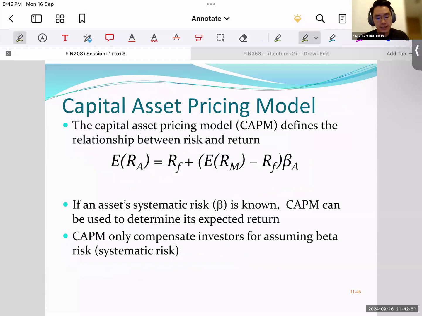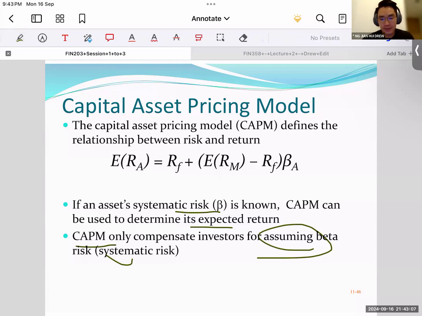This formula basically says that if you know the beta, you can determine the expected returns. Again, to stress, for CAPM, we are only compensated for assuming beta risk or systematic risk. If you assume any other kind of risk, no one is going to reward you for that.